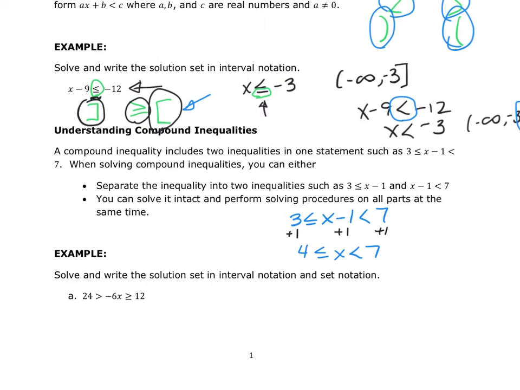Now, if I wanted it in interval notation and set builder, my set builder would look like this. So curly bracket x, 4 is less than or equal to x, which is less than 7. My interval notation would be inclusive on 4 and non-inclusive on 7. So there's my example. Now I want you all to do A. With A, don't forget when you are doing a division or a multiplication by a negative number, all of your inequalities do change direction.